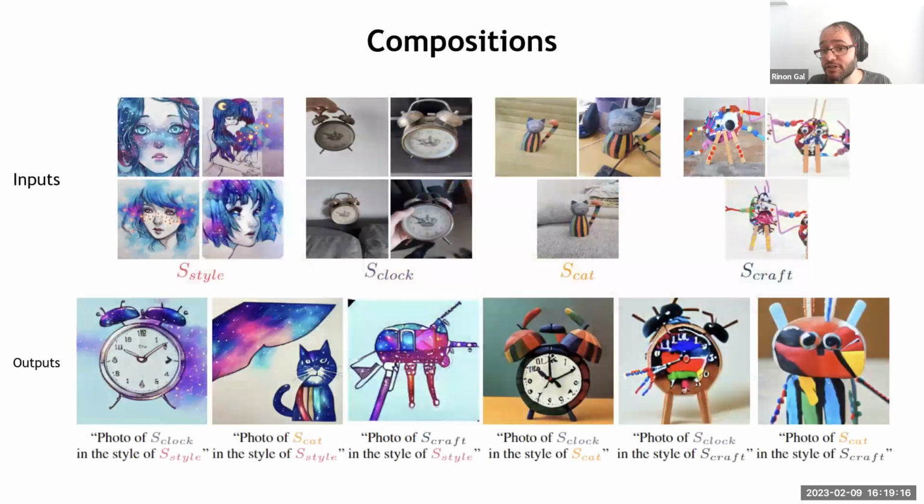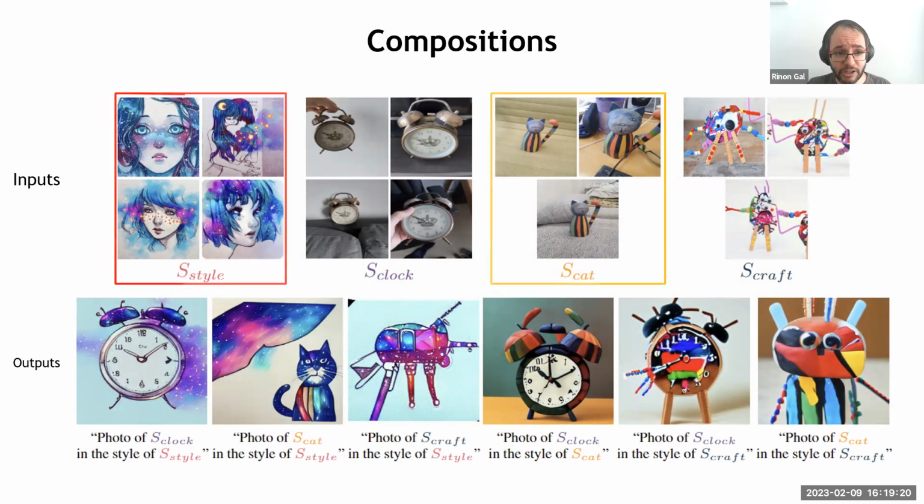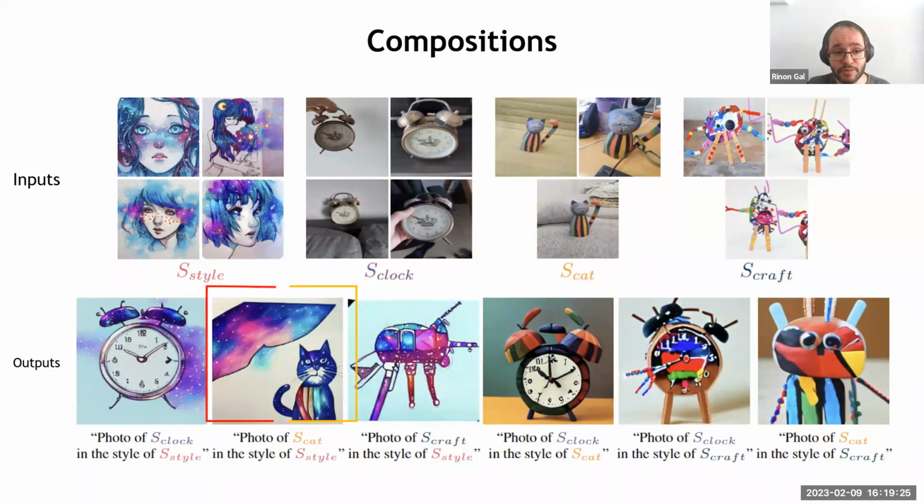We can also compose learned concepts, at least to some extent. So we can learn a word that represents this artistic style, for example, and another word that represents our cat, and then ask for our cat in this style.